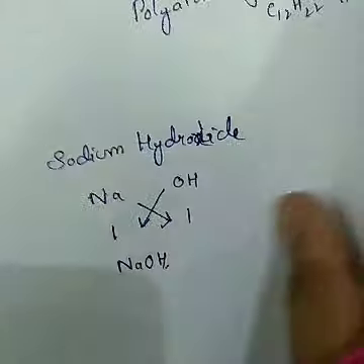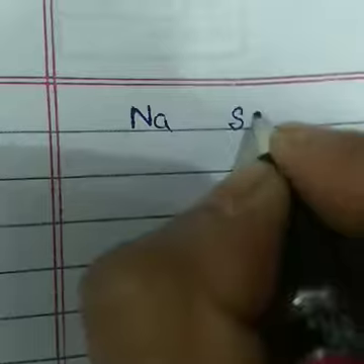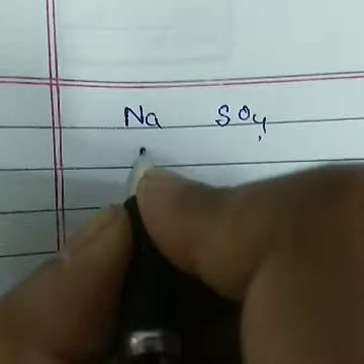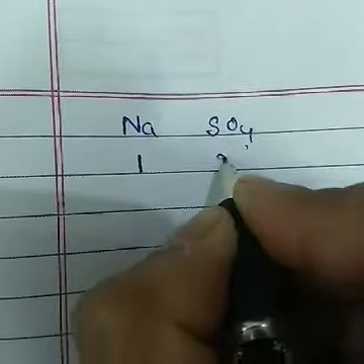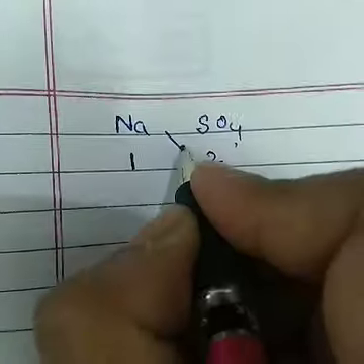Okay, next is sodium sulfate. If I take sodium sulfate, write sodium Na, sulfate SO4. Sodium valency is 1, sulfate is 2, so Na2SO4. Okay.